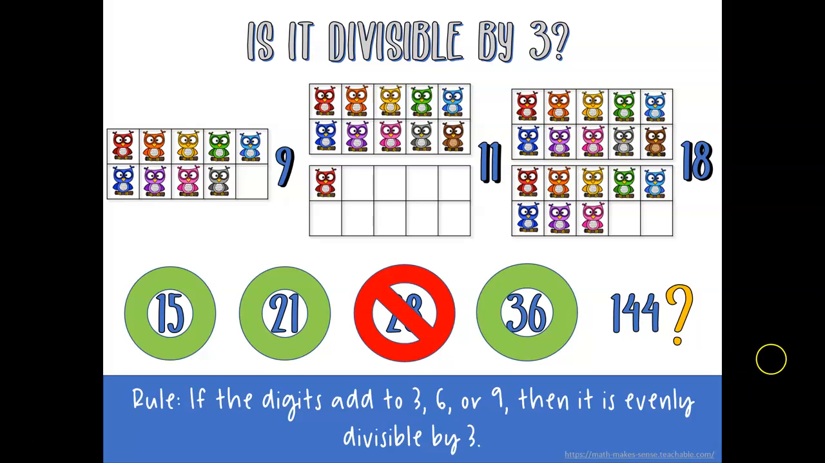Now, once you get into really big numbers, you may add up all the digits and get something like 18. And that 18 is not a 3, 6, or 9, but if you add the digits in 18, 1 and 8, you get 9. So just keep adding the digits until you get down to 3, 6, or 9. And if it works, you're good. If it doesn't work, then you know it's not evenly divisible by 3 because there will be some leftovers.